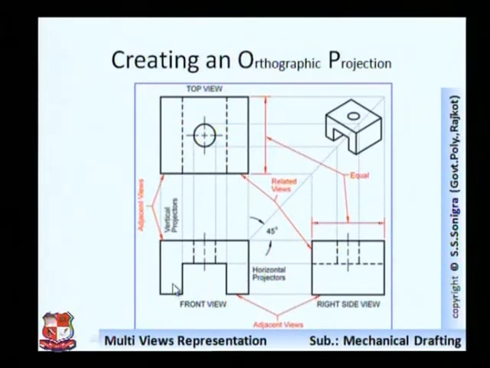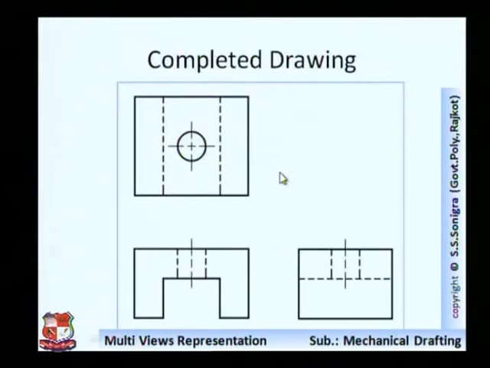So in this case, the front view is a compulsory view. Compulsorily we have to draw the front view, and after that we can draw either the top view or the right hand side view. With these two views we can represent this full object. And this is the completed drawing of the same object: front view, top view and side view.